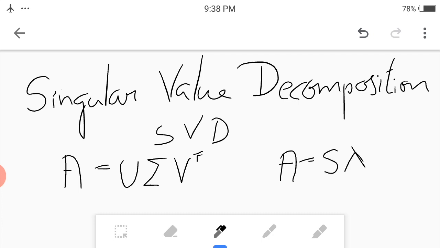S lambda S inverse. Or for a symmetric matrix, we have already seen the S matrix is nothing but your orthogonal matrix. So the equation changes to Q lambda Q transpose, where Q is your matrix of eigenvectors, lambda is your diagonal matrix of eigenvalues. So this SVD equation is very similar to that. We will now understand how we have come to this equation.